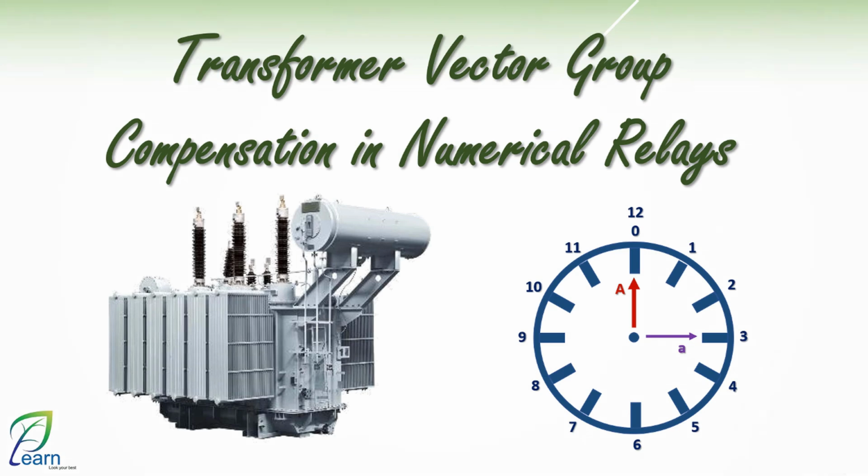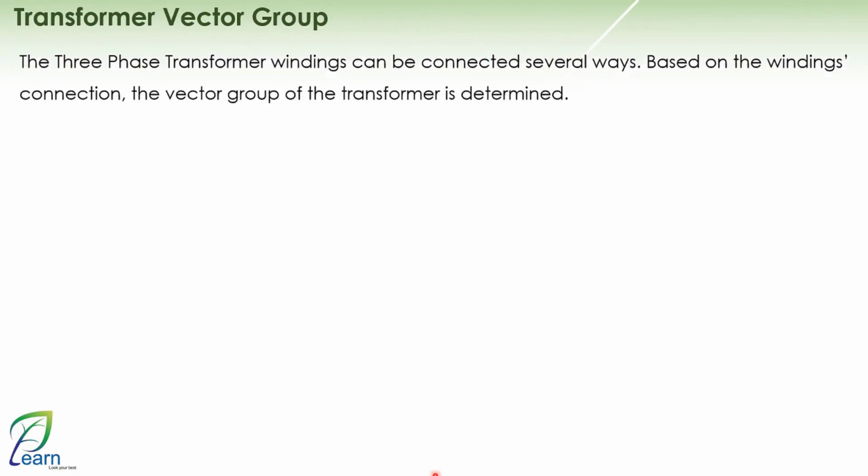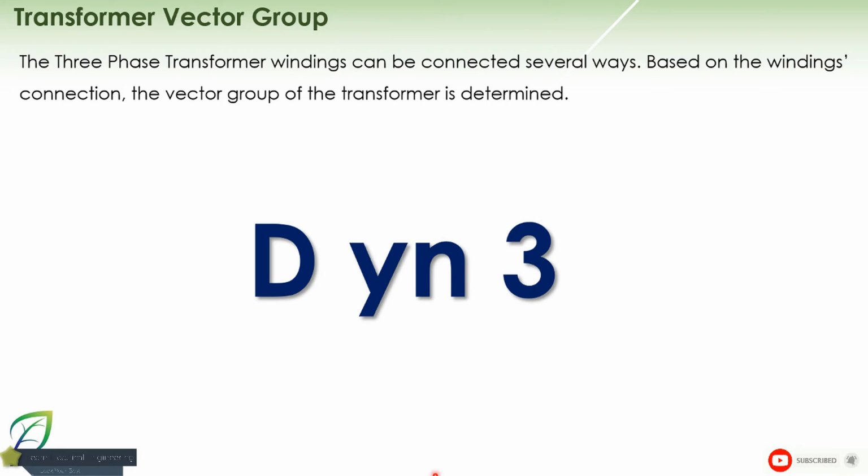Very nice. The first thing we have is the transformer vector group, or the directional group of transformers. Simply put, you have the three-phase windings of the transformer that can be connected in different ways. Based on this connection method, the transformer vector group is determined. Let's take an example of this written on a transformer nameplate: Dyn3. So, what does this mean?